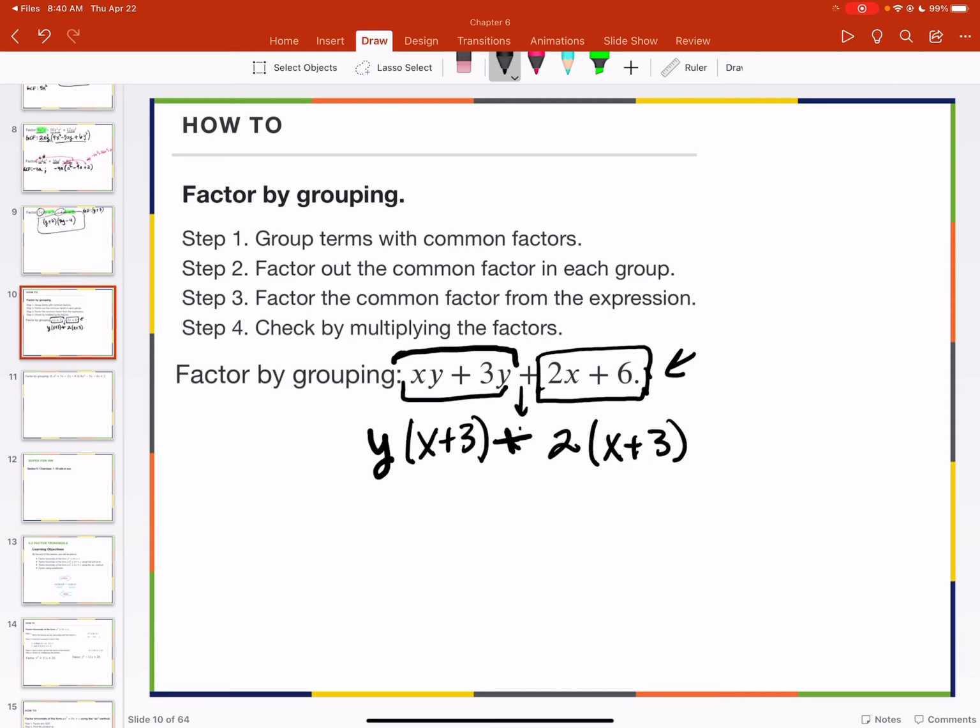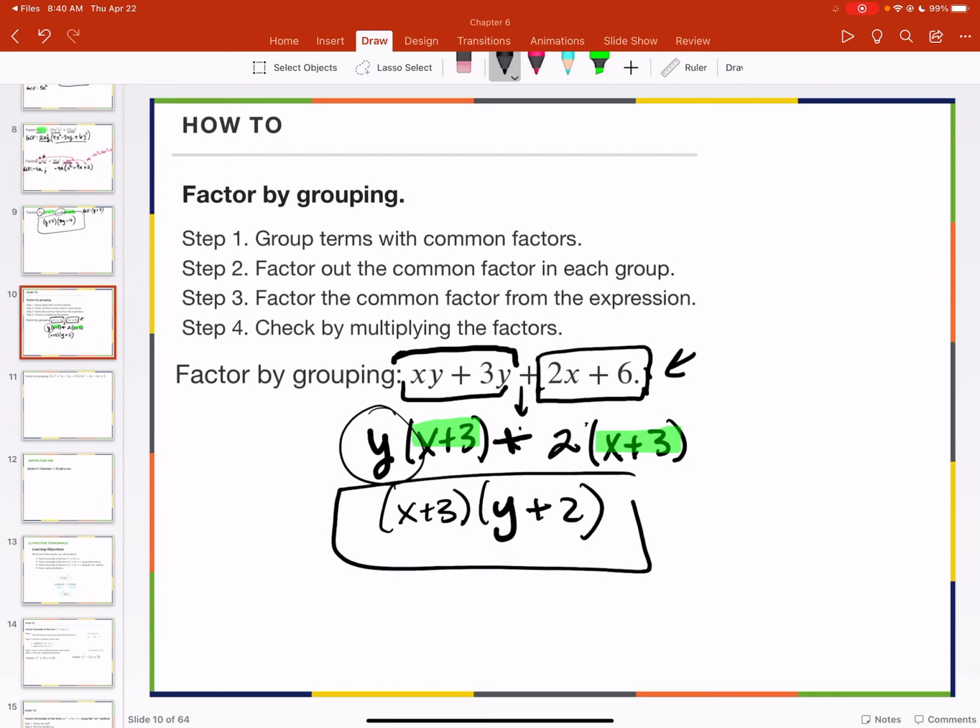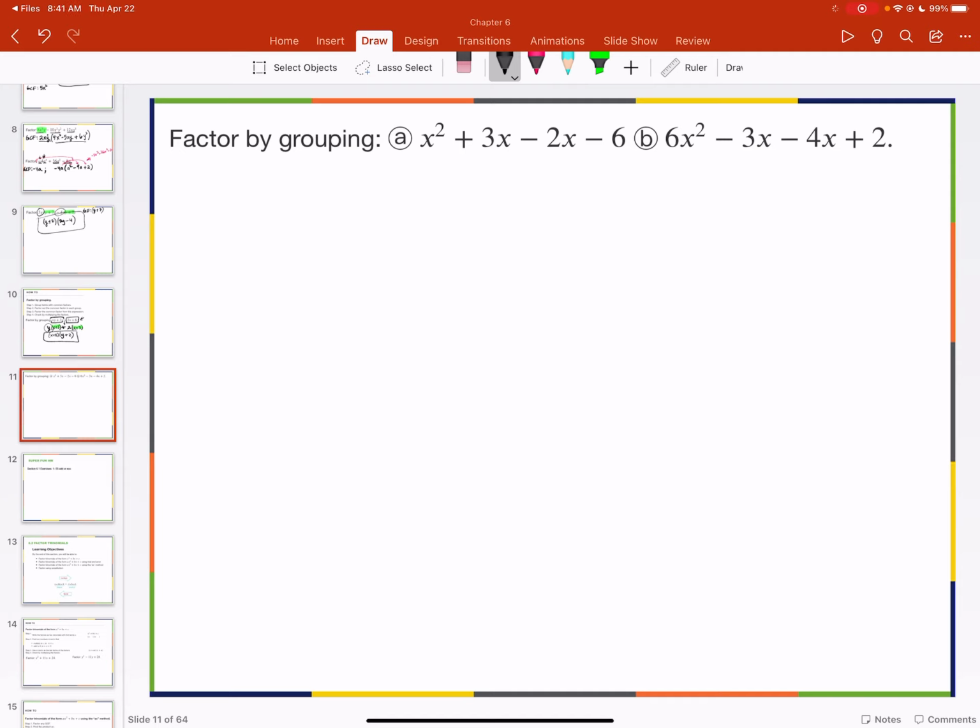Okay, so now notice I have a common factor of x plus 3. So I'm going to pull that out, x plus 3. And what am I left with? I'm left with y plus 2. And that's it. And that's factoring by grouping, okay? Because you group them separately, take out the GCF from each one, and then see if there's a common factor, and then you can check by multiplying this out and you'll get the same thing. Okay, so let's do a couple more.